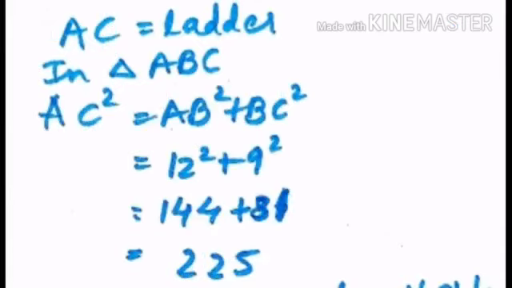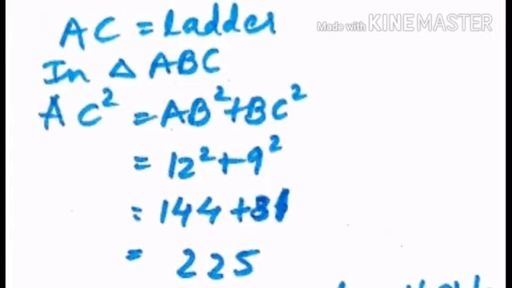Students, I have already written that AC is a ladder, and in the figure you can see that ED is also a ladder. So the ladder's length will not change in either case. In triangle ABC, first of all I have to find the value of AC. Using Pythagoras theorem, AC square is equal to AB square plus BC square. Substituting values, 12 square is 144 and 9 square is 81, which is equal to 225. Taking square root on both sides, we get AC equal to 15 meter.